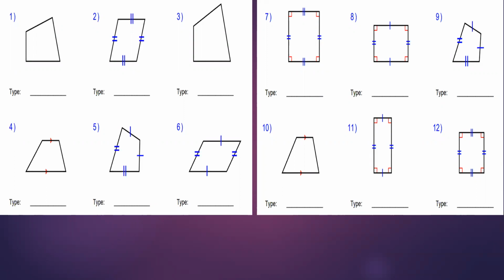Mr. Petit, you want us to name the shapes? Yes, name the shapes. Name each one, name the shapes.